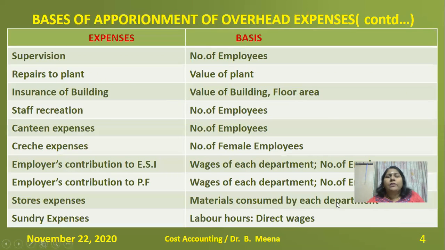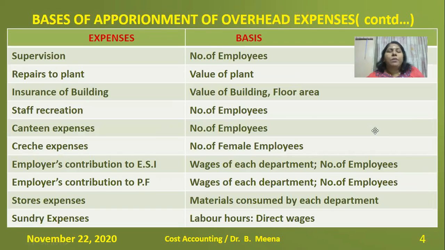Then employer's contribution to ESI, we can take the basis as wages of each department. If it is not available, then we can rely on the number of employees. The same thing for employer's contribution to PF. Whatever contribution is made by the employer, either towards PF or ESI, we will take the basis as wages. If wages are not available, then we can rely on the number of employees as the basis for apportionment. Then stores expenses, we can take the basis as materials consumed by each department. And sundry expenses, we can take the basis as labor hours. If labor hours are not available, then we can proceed to the direct wages.